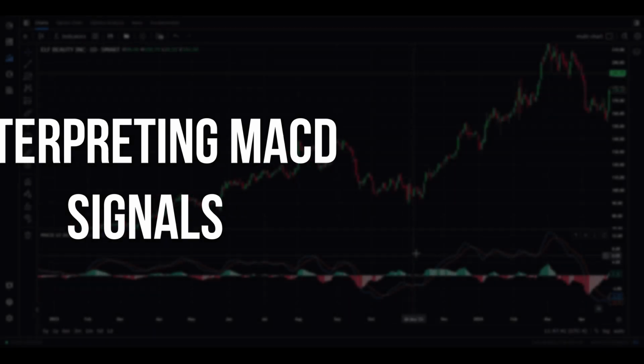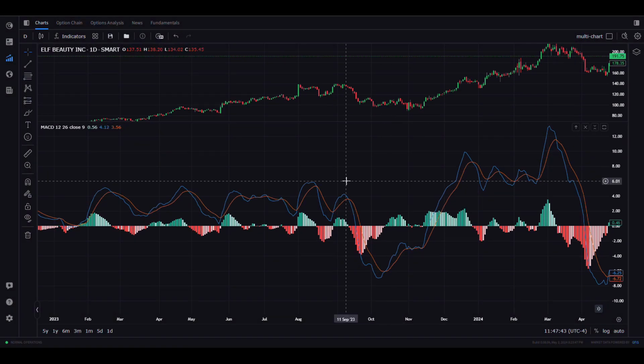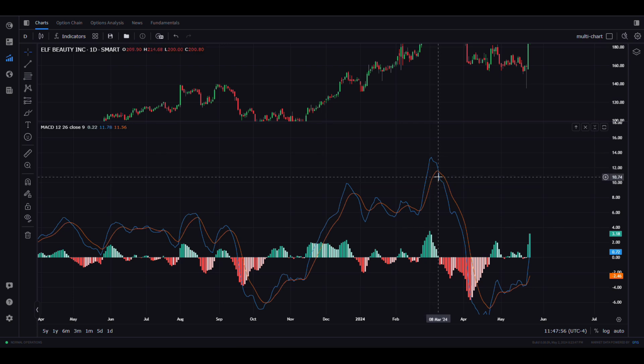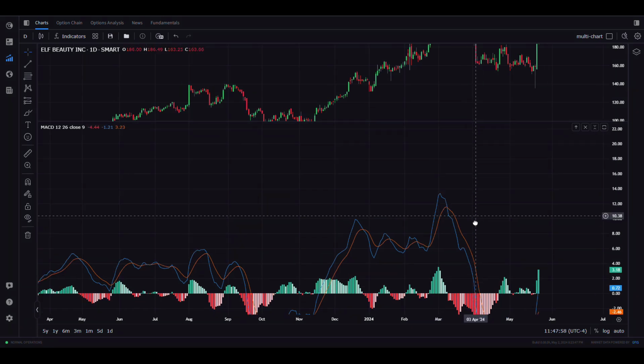Interpreting MACD signals. MACD crossovers. Bullish signals occur when the MACD line crosses above the signal line, indicating increasing bullish momentum. Conversely, bearish signals occur when the MACD line crosses below the signal line, suggesting increasing bearish momentum.